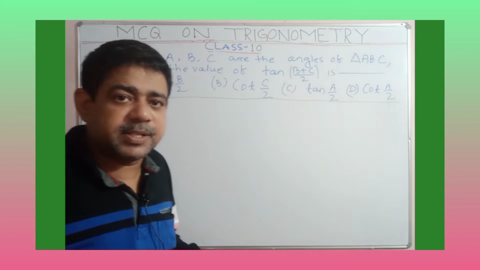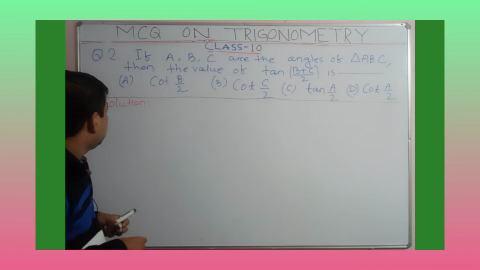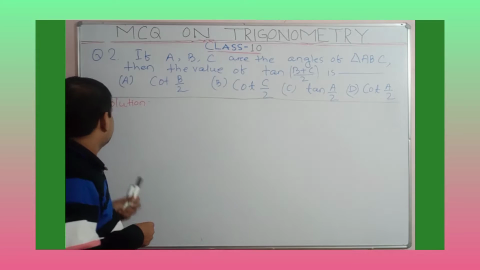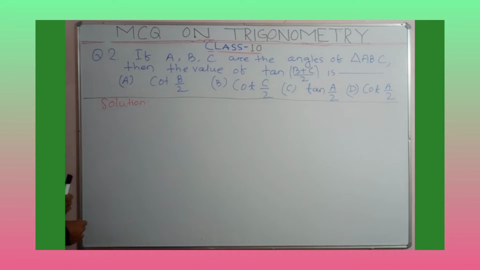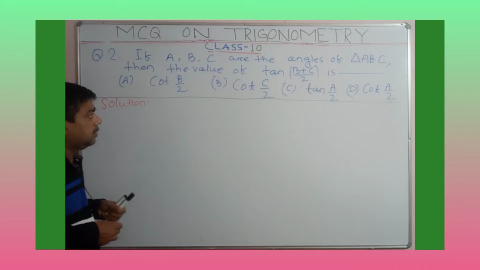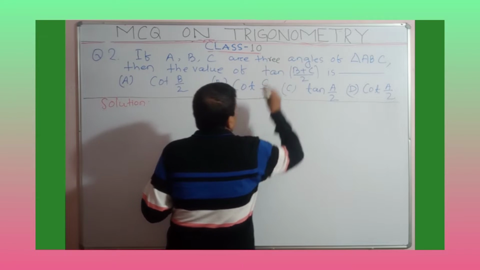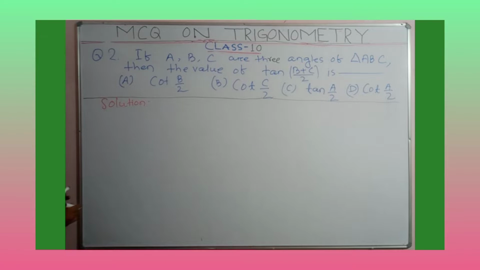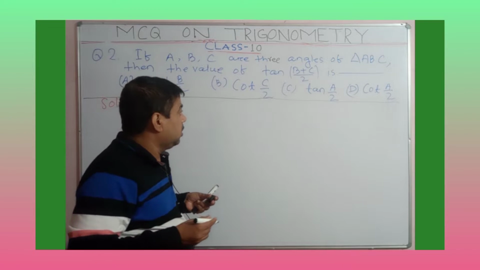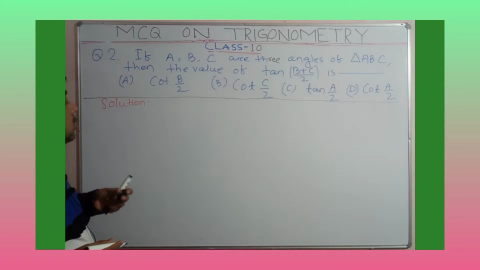So question number 2 I am discussing here, an MCQ question based on trigonometric ratios of your standard 10 math. The question is: if A, B, C are the three angles of triangle ABC, then the value of tan (B plus C) upon 2 is: option A, cot B upon 2; option B, cot C upon 2; option C, tan A upon 2; and option D, cot A upon 2.